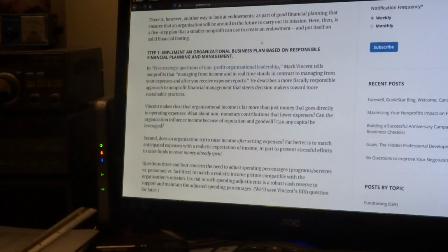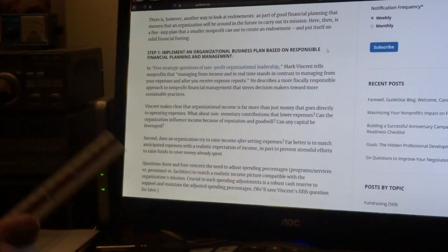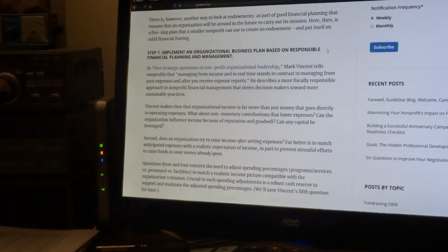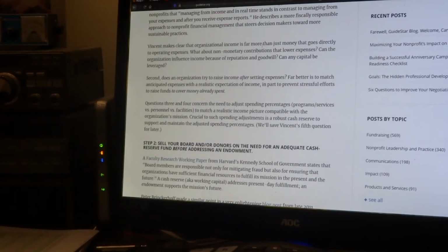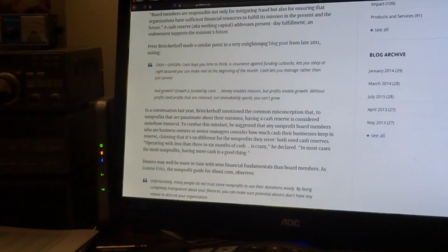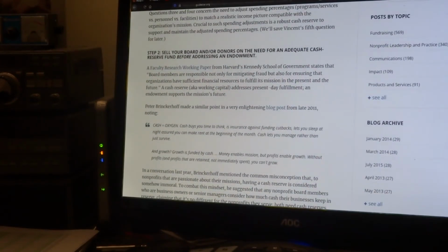Step 1, implement an organizational business plan based on responsible financial planning and management. Well, you know, we've been doing our planning, haven't we? And it talks about the leadership of nonprofits a little bit. Step 2, sell your board or donors on the need for an adequate cash reserve fund before addressing an endowment. Before is in italics.